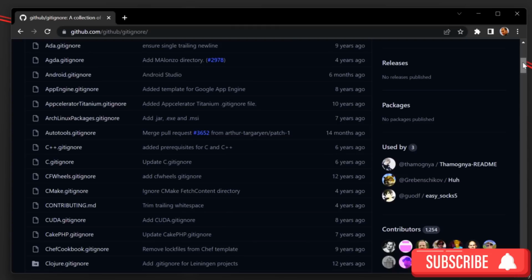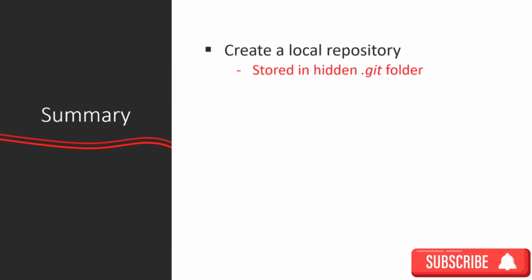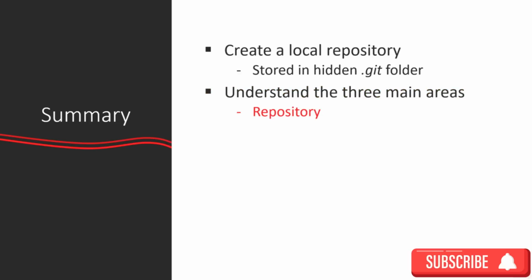Alright, so much for working with local repositories. Now let's wrap up what you have learned in this lesson. You learned how to create a local repository by using the git init command. I showed you that the Git repository is stored in a hidden .git folder. I also ensured that you understand the three main areas that you use when you work with Git: the repository, the working directory, and the staging area.